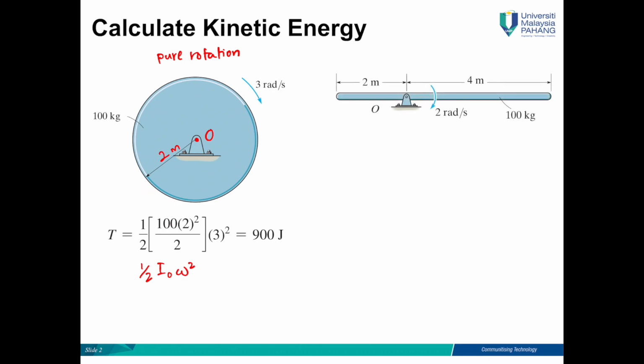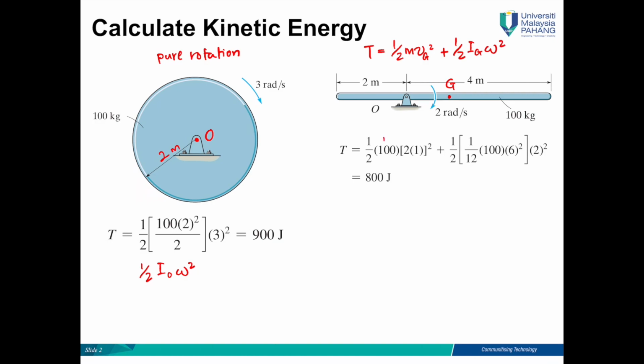Now let's look at the second type of motion, which is the rod. Basically you have the center of gravity over here, and for the kinetic energy, we would like to use T equals 1 over 2 m vg square plus 1 over 2 Ig omega square. So then this will be the equation. This is m, this is vg square.